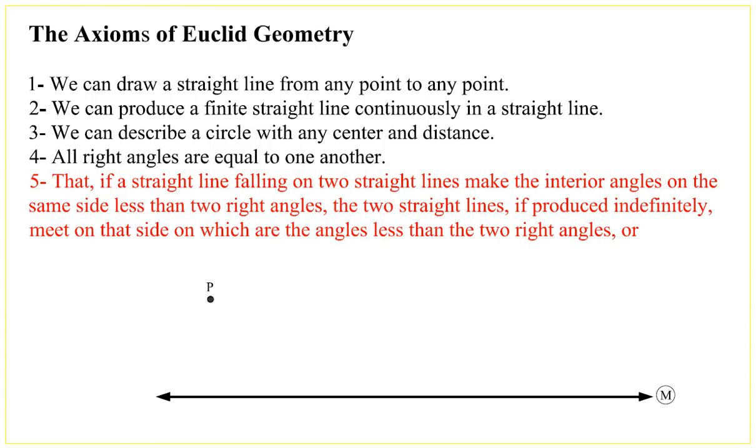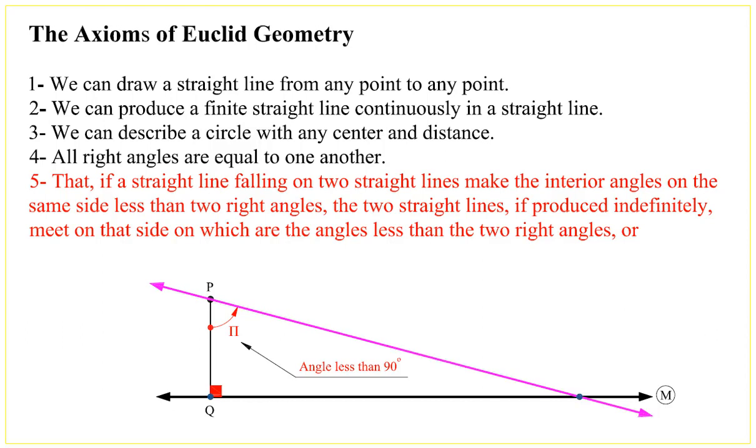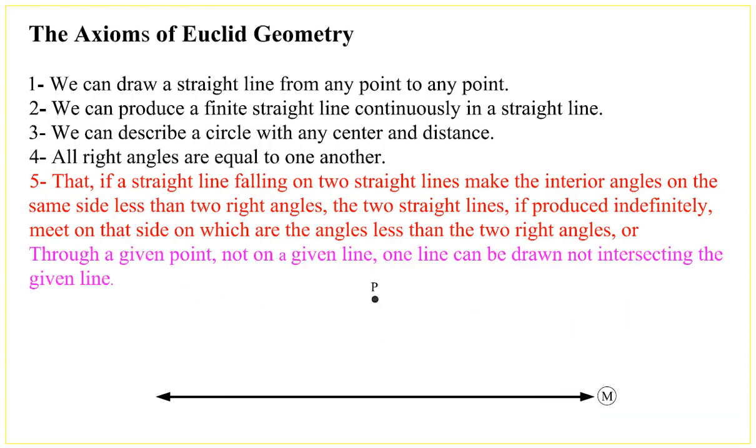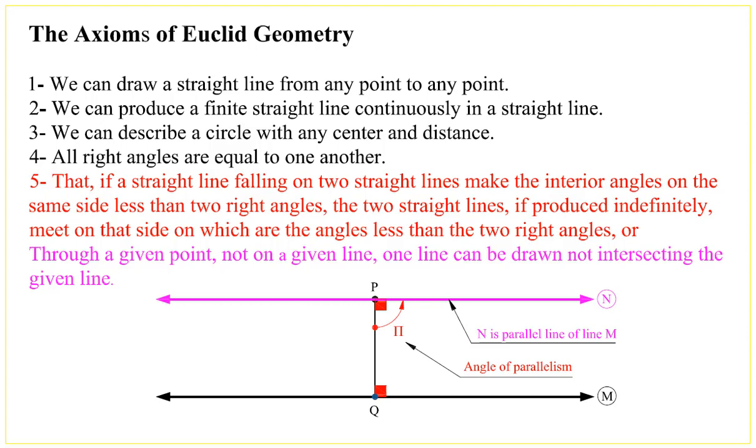5. If a straight line falling on two straight lines makes the interior angles on the same side less than two right angles, the two straight lines, if produced indefinitely, meet on that side on which the angles are less than the two right angles. Or, through a given point not on a given line, one line can be drawn not intersecting the given line.